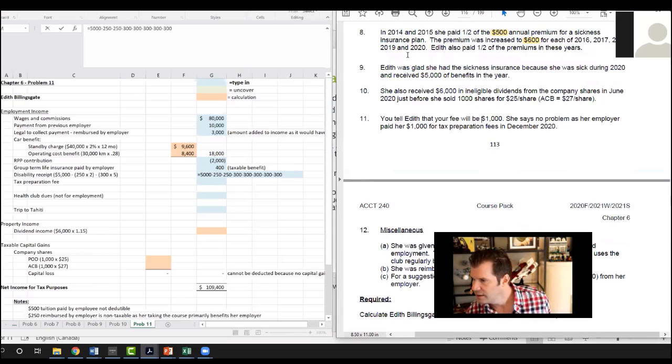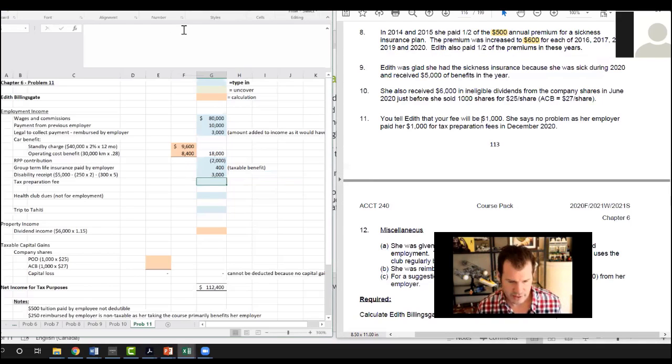16, 17, 18, 19, and 20. No, I nailed it. So let's see what that equals. I think that equals $3,000. That's the amount of taxable benefit. It's the amount that she received for being sick minus the premiums that she paid over the years. They're not deductible per se, but they reduce her taxable benefit. So she couldn't take those as deductions, but they reduced the amount of benefit that she had to include. All right, so that's point 9.